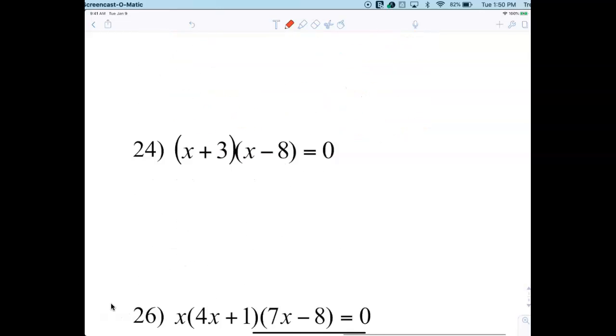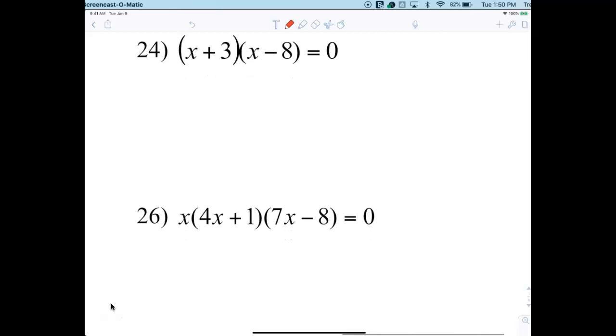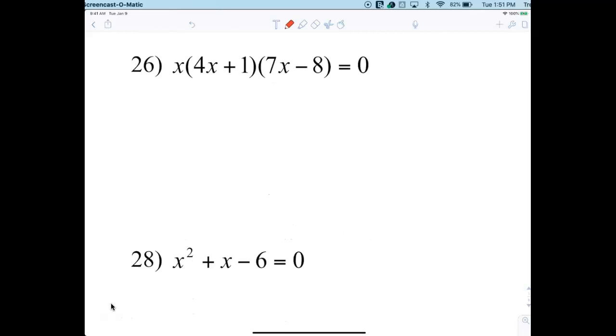All right, 22 is easy. Oh, why is 24 easy? Because it's already what? It's already factored for us. All right? 26 has how many factors? 3. It's already factored. Set the factors equal to 0. X equals 0. 4x plus 1 equals 0. 7x minus 8 equals 0.